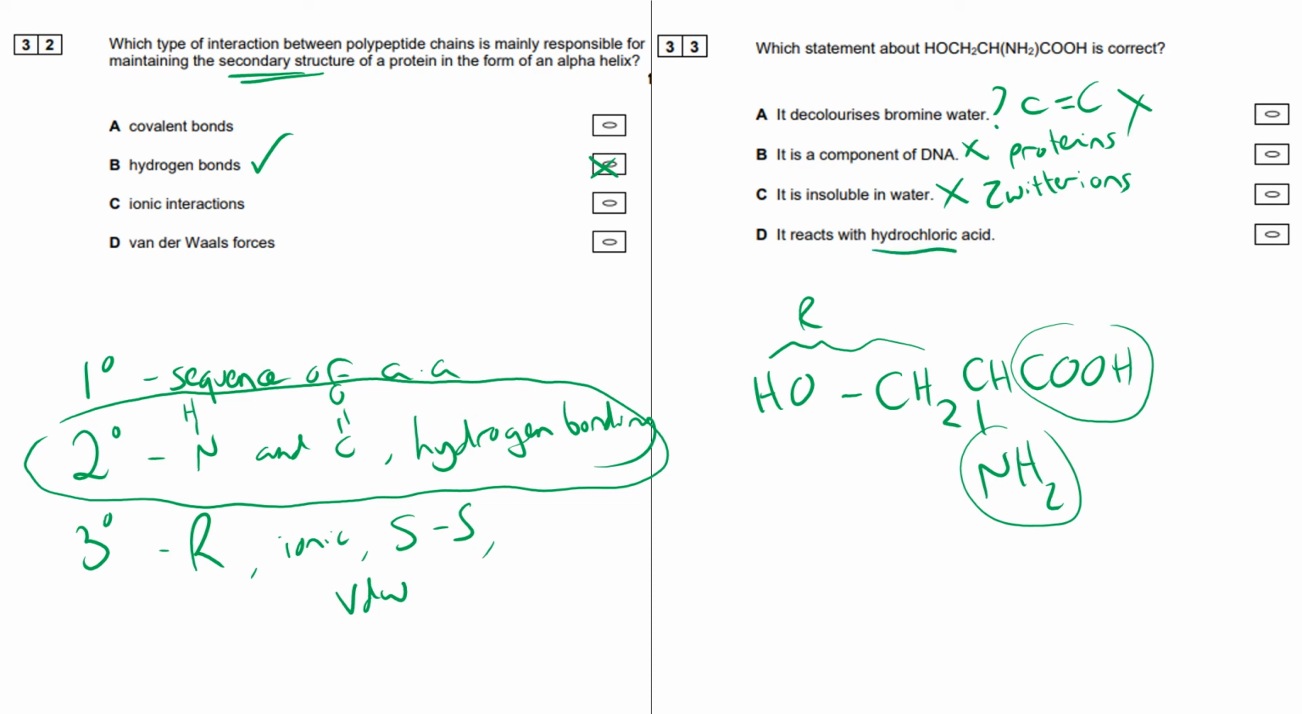Will it react with hydrochloric acid? So does it have any group that could react with an acid? The NH2 group has a lone pair of electrons. It would react with hydrochloric acid because the NH2 group is basic, so you'll get NH3Cl. Statement D is correct.